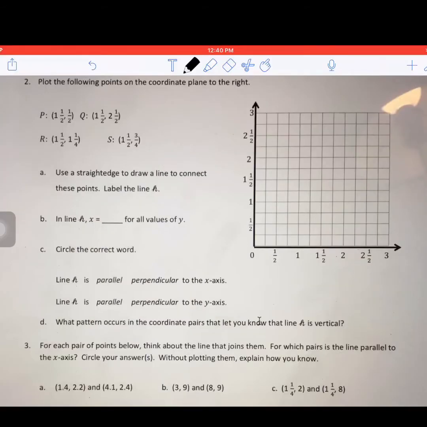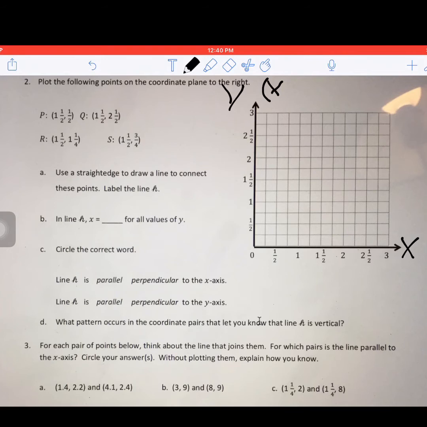All right, so question 2. Plot the following points on the coordinate plane to the right. Point P says 1 1/2 as the x and 1/2 as the y. Q says 1 1/2 as the x, 2 1/2 as the y. R says 1 1/2 as the x and 1 1/4 as the y.